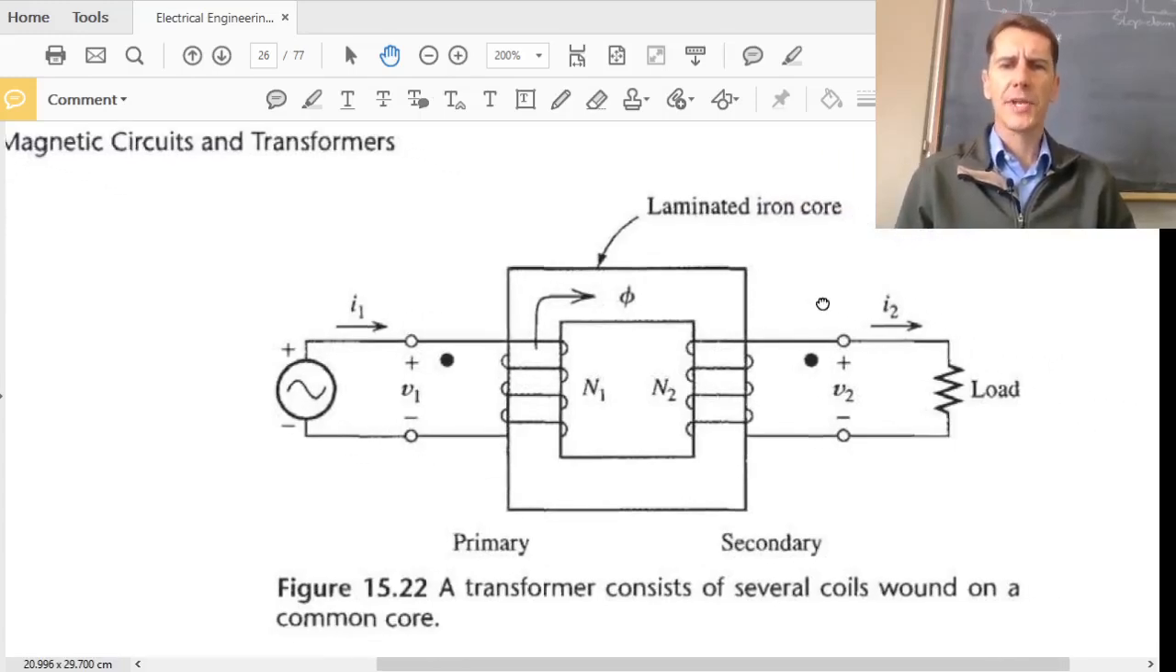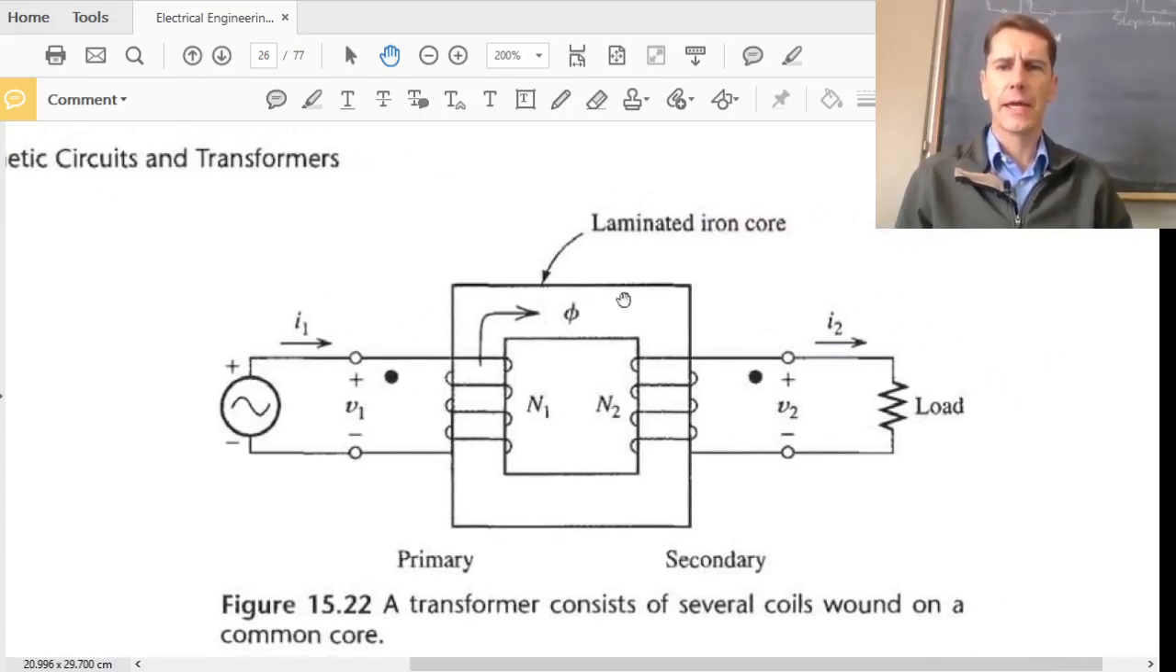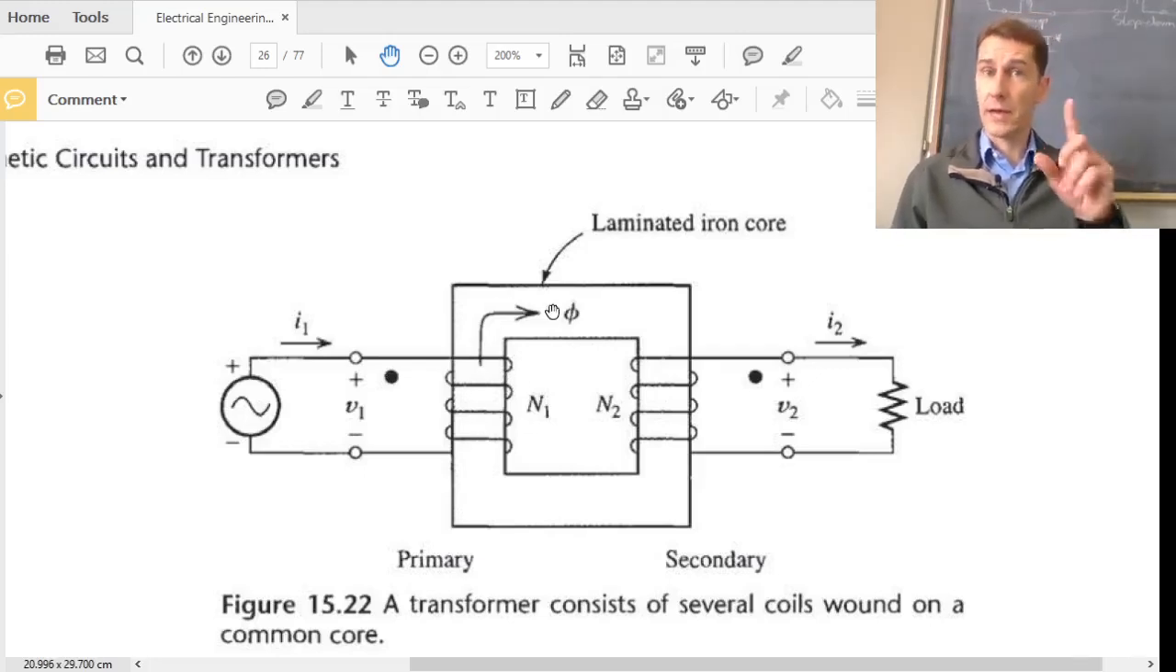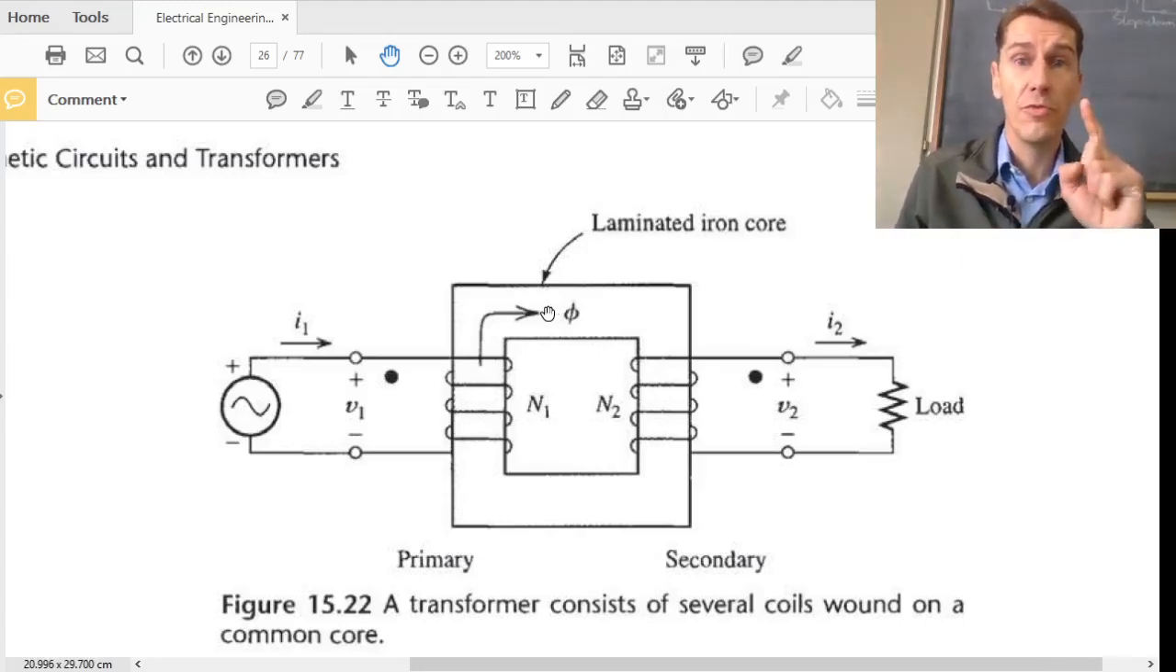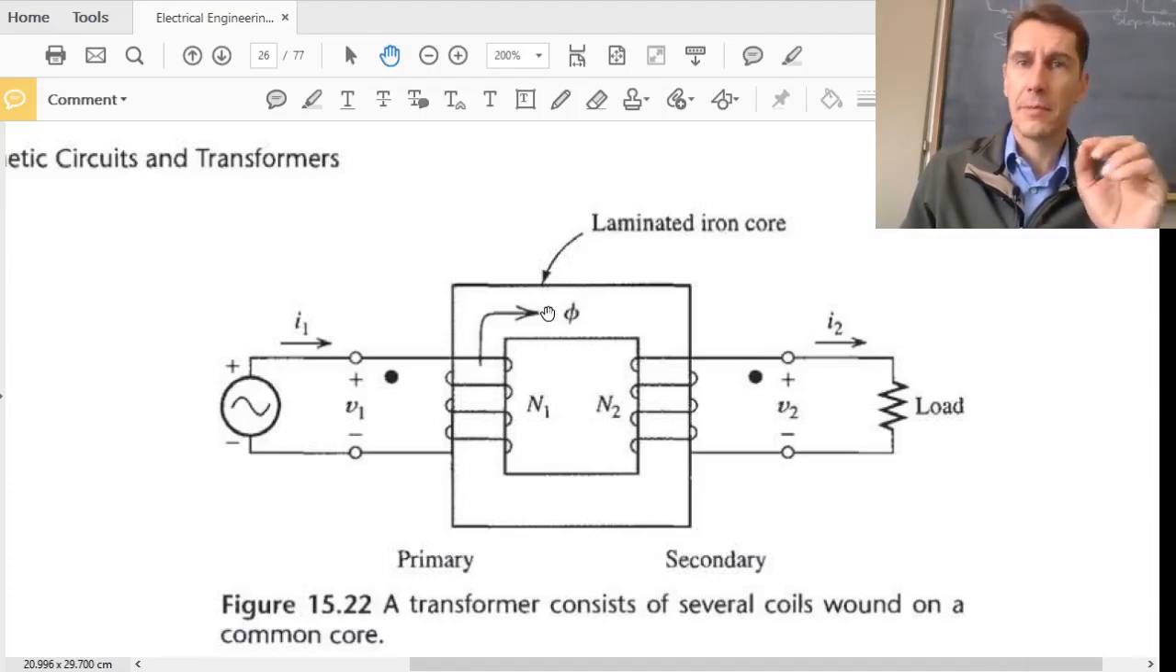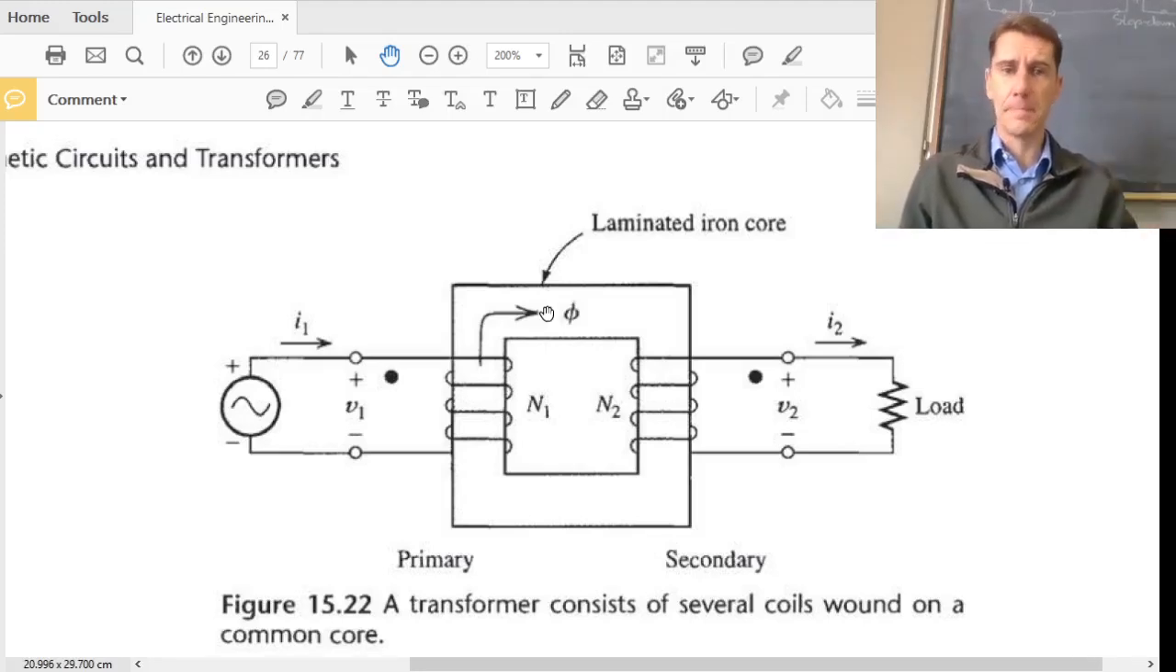What happens? How does the energy or the power get over to the other side? Well, that current flowing through the coil sets up a flux, but a time varying flux. dλ/dt is not zero, because the flux is changing with time.